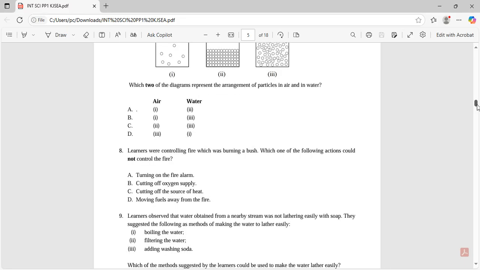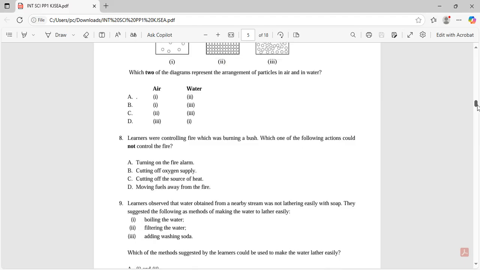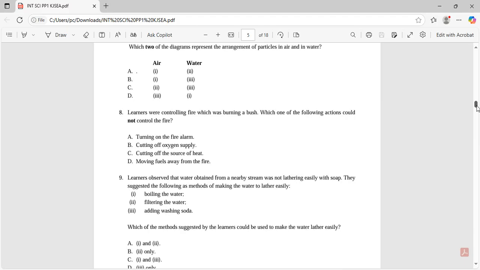Learners were controlling a fire which was burning a bush. Which one of the following actions could not control the fire? Turning on the fire alarm, cutting off oxygen supply, cutting off source of heat, moving fuels away from the fire. So number 8A, definitely turning on the fire alarm will not control the fire. It will only alert the people, but it will not control the fire. So 8A, turning on the fire alarm.